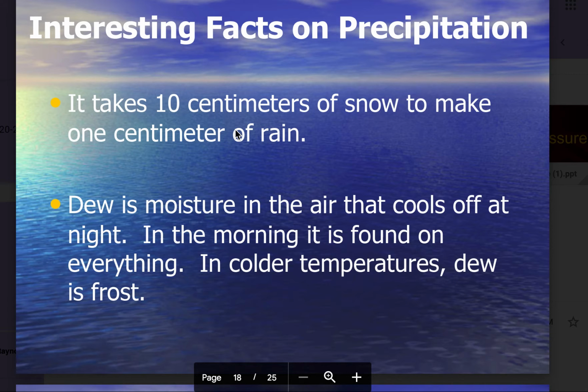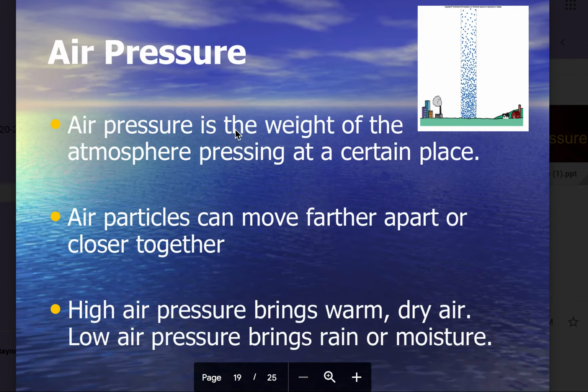You've heard and seen dew. Dew is moisture in the air that cools off at night. It's on everything. So when it's cold and you say it's frosted outside, that is dew that's always there, but because it's cold, now it's frost.